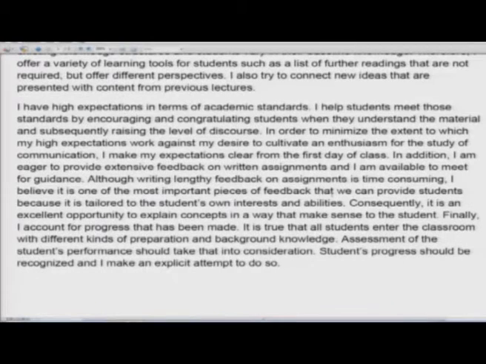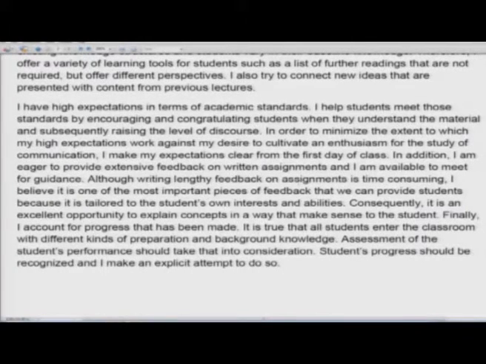I have high expectations in terms of academic standards. I help students meet those standards by encouraging and congratulating students when they understand the material and subsequently raising the level of discourse. In order to minimize the extent to which my high expectations work against my desire to cultivate an enthusiasm for the study of communication, I make my expectations clear from the first day of class. In addition, I am eager to provide extensive feedback on written assignments, and I am available to meet for guidance.